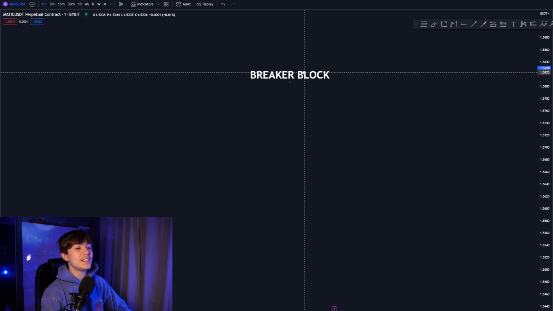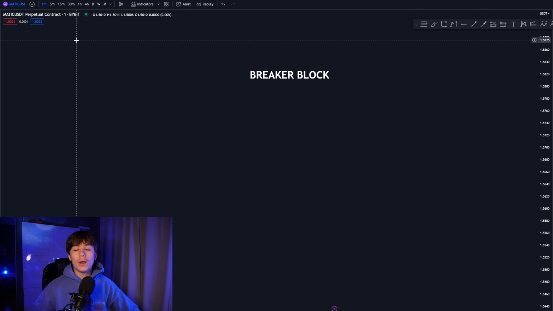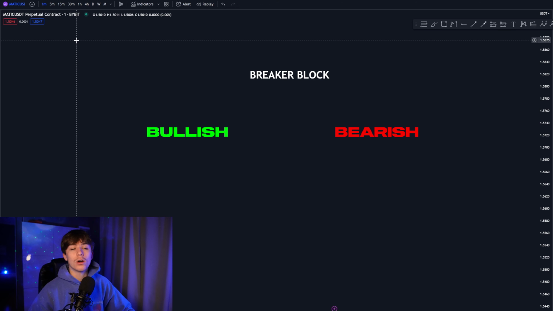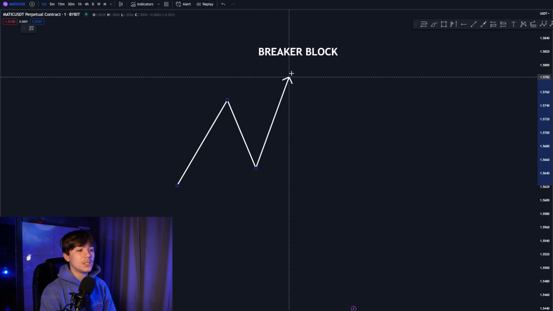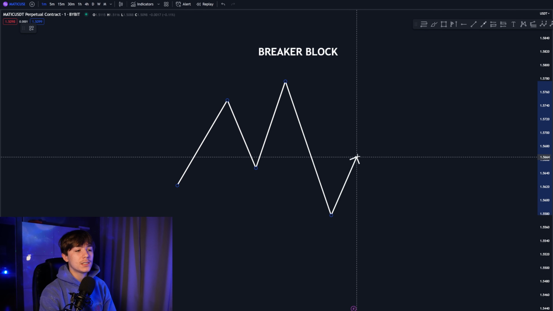So what is a breaker block? Well, as always, we have two types. We have a bullish breaker block and a bearish breaker block. Let's first start with the bearish example. This is what you want to see with a bearish breaker block. I'm going to first draw it out and then explain to you guys. So what happens is something like this.